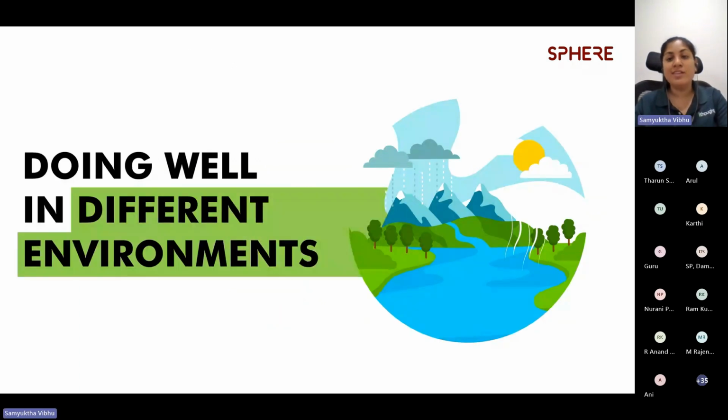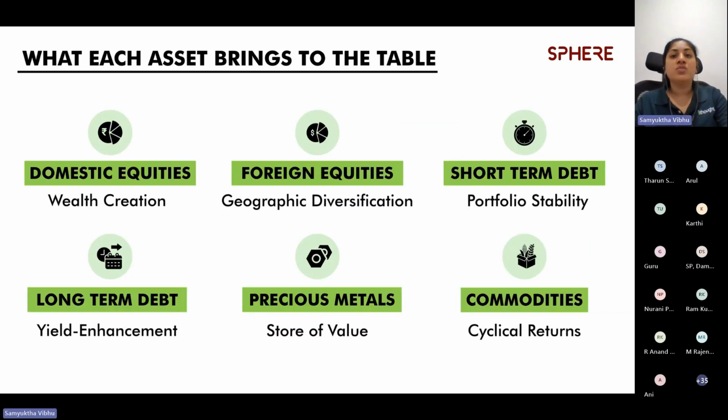So now we'll move on to the second segment where we're looking at how do we do well in different environments, right? So the most important thing is to recognize that each of your assets actually brings different strengths to the table. So if we look at domestic equities, you're really looking at wealth creation today. If you're looking at foreign equities, you're looking at geographic diversification. And that means that, let's say India is going through a low growth phase and you want to still participate in equity as an asset class, which is going to give you some growth benefits or some boost to your returns, then you can look at equities of different countries or geographies, right? So that's the second thing.